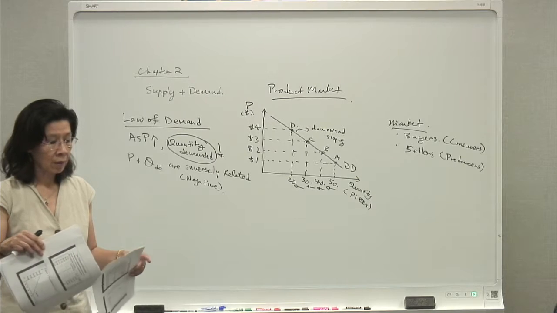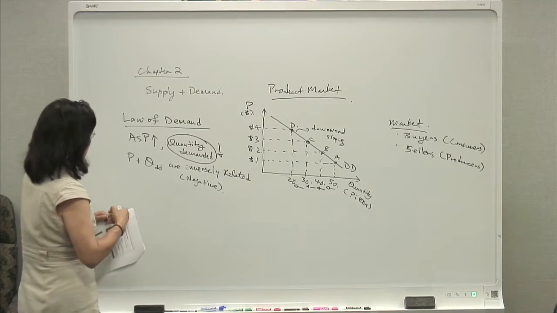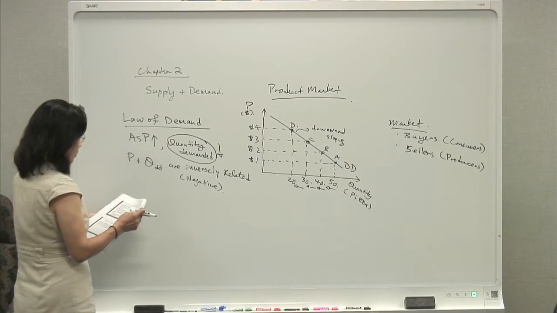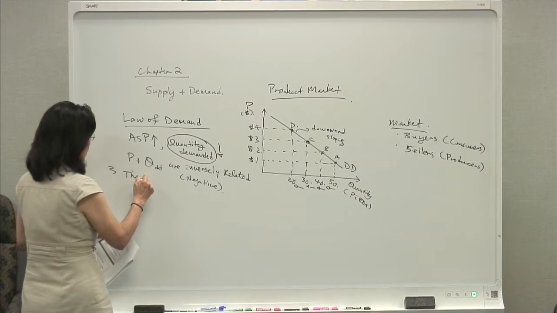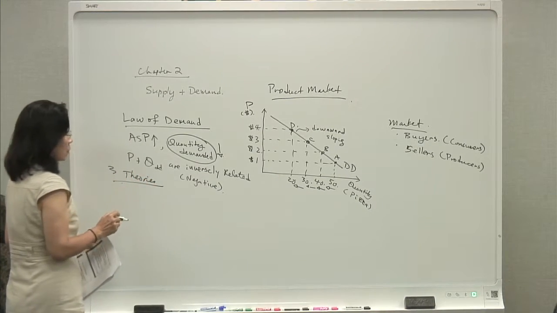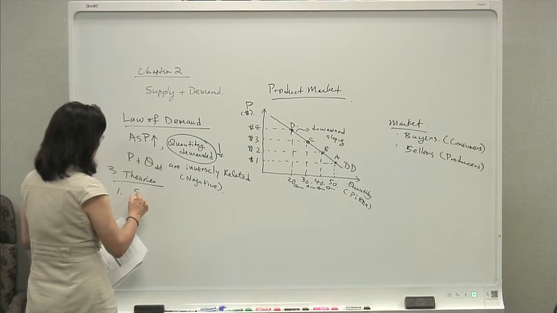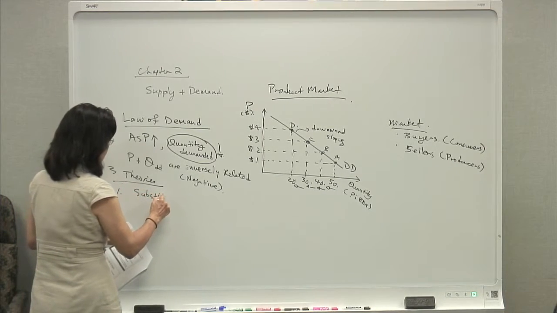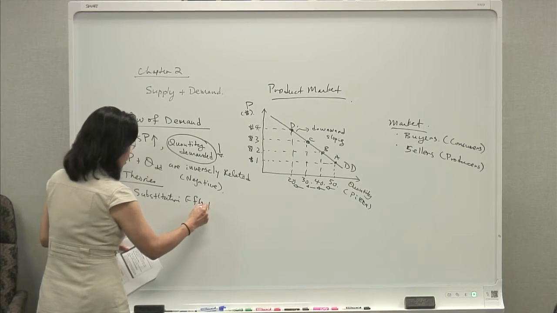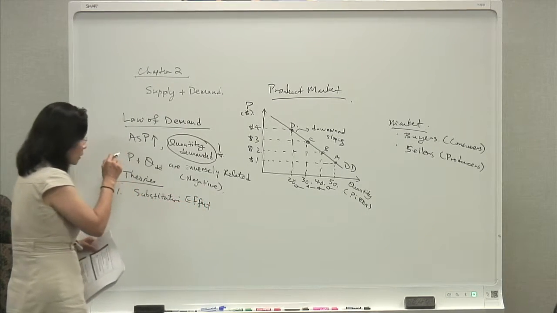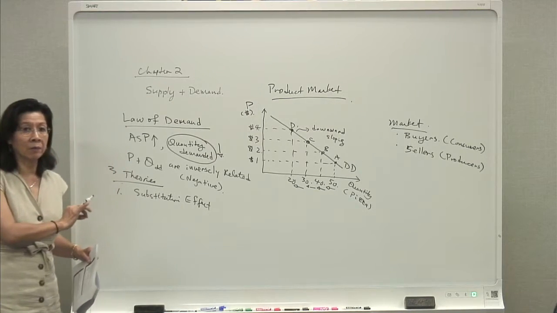Okay, there it is. Now, there are a few theories that could explain the law of demand. For example, you could say three hypotheses. Number one is the substitution effect. These are the three theories that we are going to use to explain why the law of demand is the way it is.